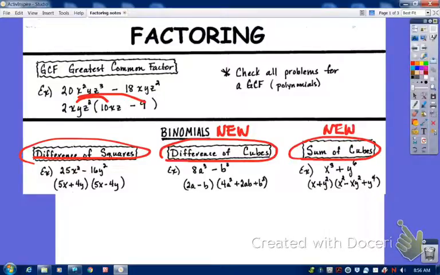Now, right away, I want you to understand the sum and the difference of cubes. The way that we factor those is by using a formula. So I want you to write formula. And I want you to write memorize. Factoring the sum and the difference of cubes is a formula. It's not something that you're just going to know how to do. You're just going to have to memorize the formula.